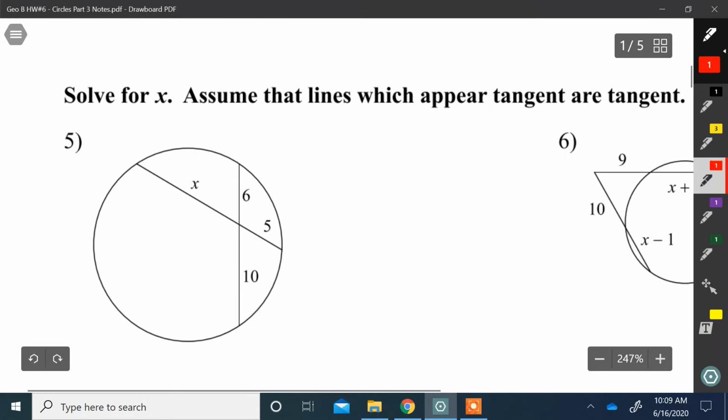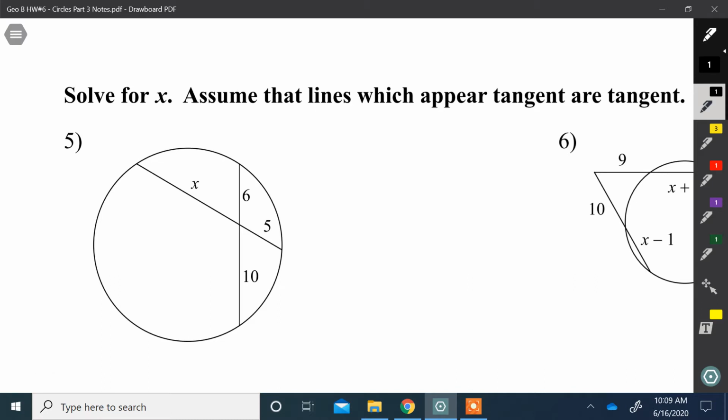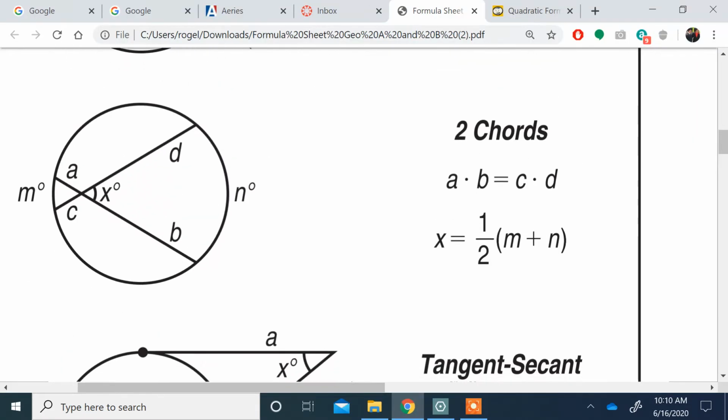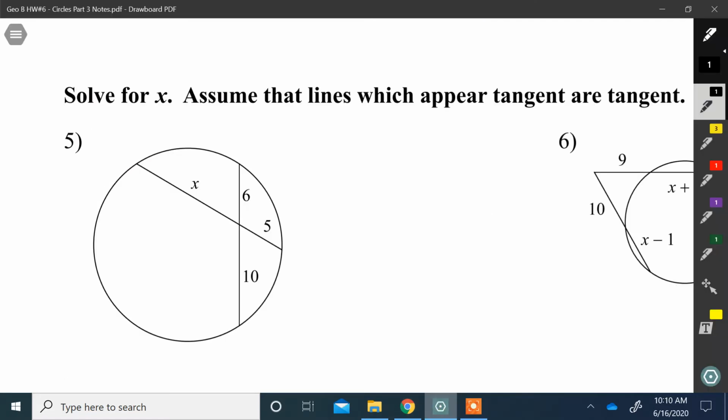All right, now we're dealing with segments. Remember this. For this one here, we're using the ones with 2 chords. And I'm just using that formula sheet. I don't like to memorize anything. I always go to my formula sheet and look at my formulas, because I don't memorize them. Eventually you do memorize them, because after you use them so much, you start to memorize them.